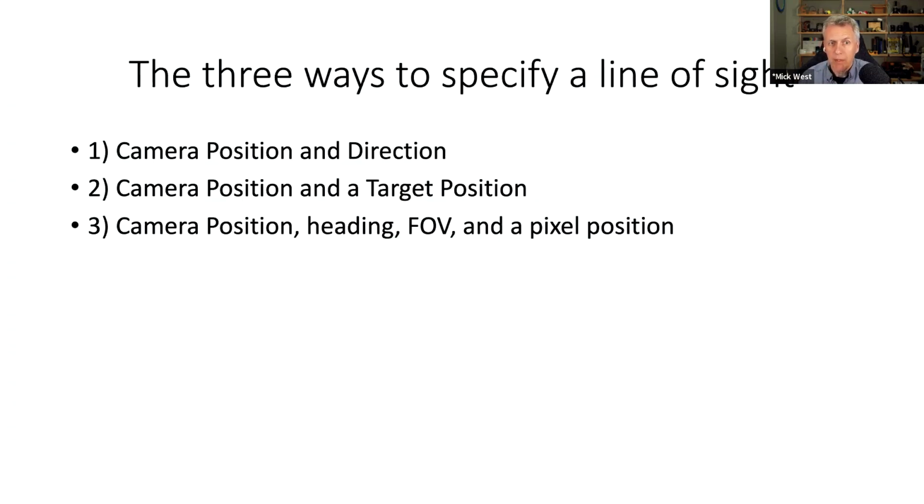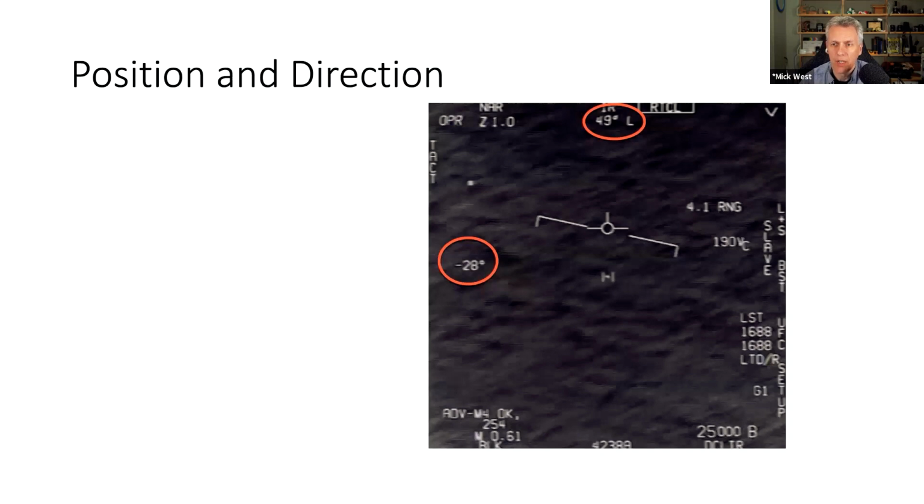So there are three ways that we have of specifying a line of sight. I'll start with camera position, but then there are additional things which tell you what direction you're looking in, and I'll look at the first two of those here. The first one is position and direction. Position and direction means you don't know a specific point that the camera is pointing at. You just know what direction it's pointing. And here, this is specified by azimuth and elevation. The top number here, 49 degrees left, is the azimuth, and the number on the left, minus 28 degrees, is the elevation, which is just how much you're looking up or down in this case.